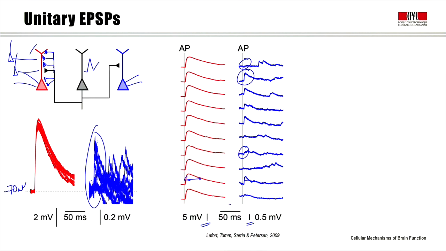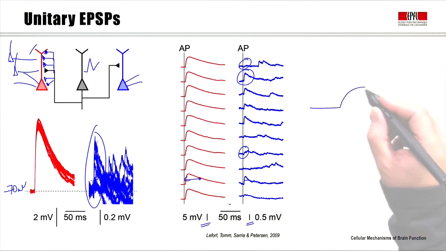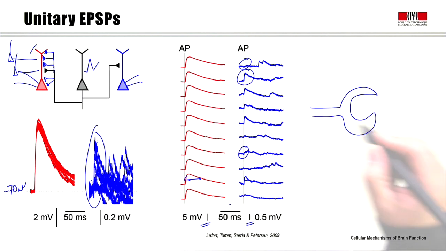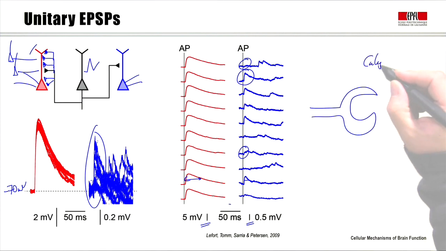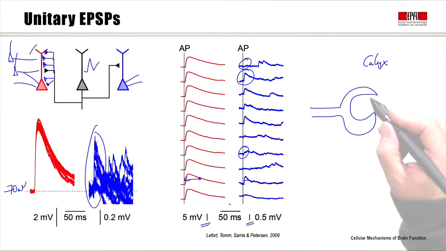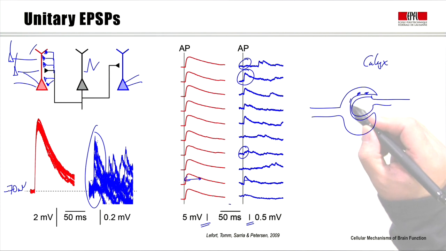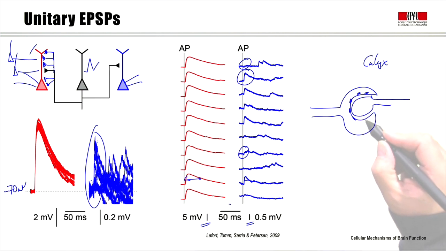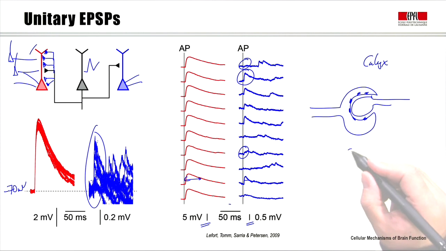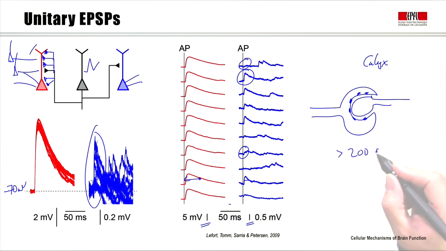Although this is the most common situation, where we have relatively small unitary EPSPs in the range of a few millivolts lasting a few tens of milliseconds, there are other examples in the brain. One important one that's studied in much detail is the so-called calyx of Held synapse, where an individual axon envelops the postsynaptic cell and has a large number of release sites, maybe some 200 or more synapses.